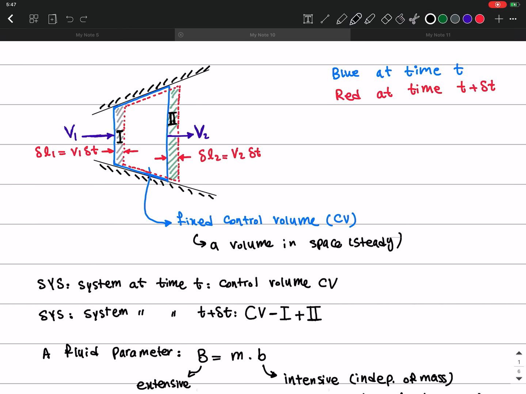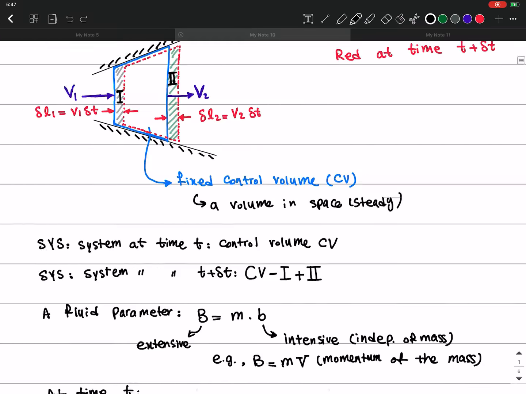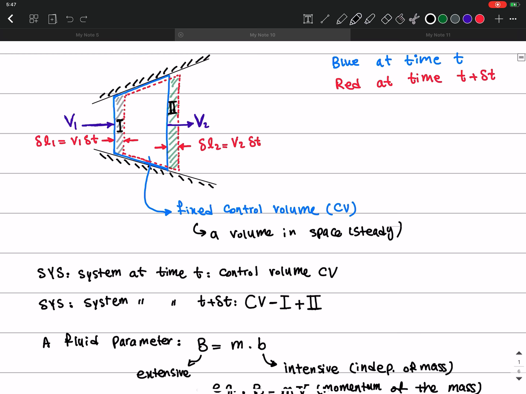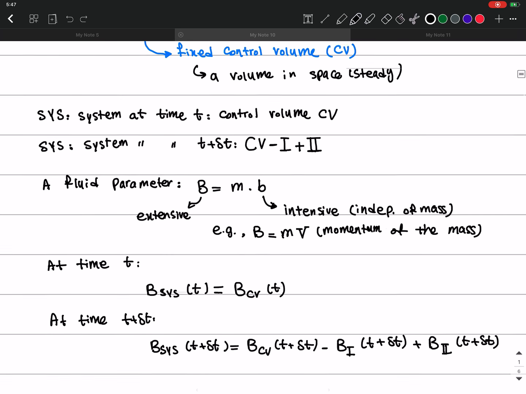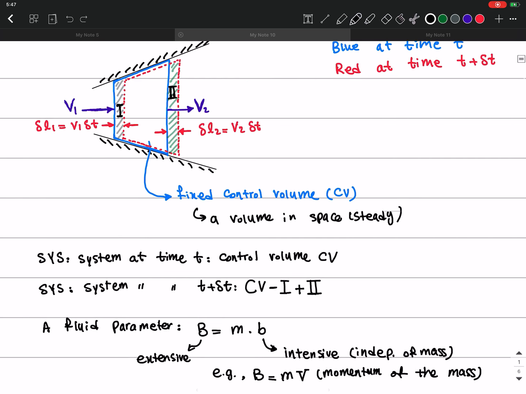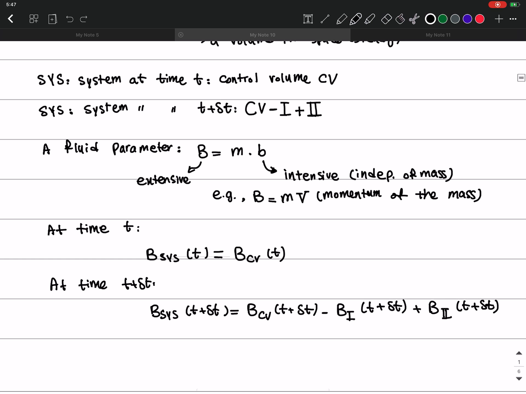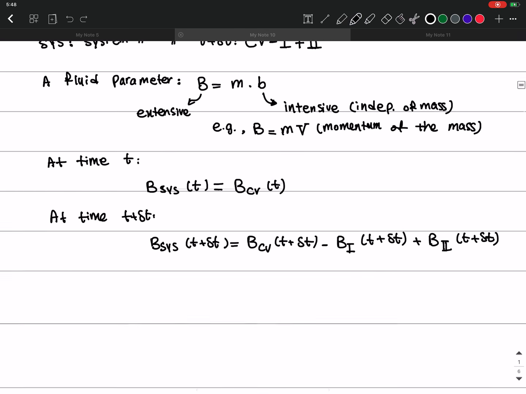I just wrote it down, and this is the control volume, CV at time t, the blue one, and then the red one is CV at time t plus delta t. And then we have this B1, which we are going to subtract from the CV, and the green one, which is 2, that we are going to add to the system. This is the condition of the system at time t plus delta t, okay?